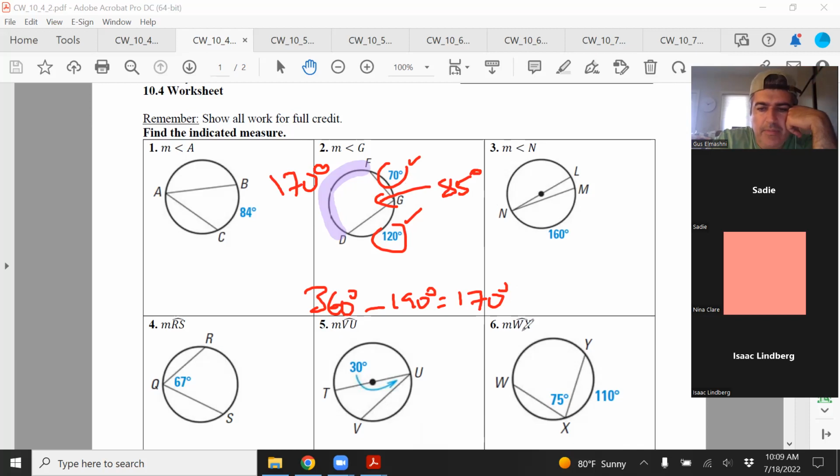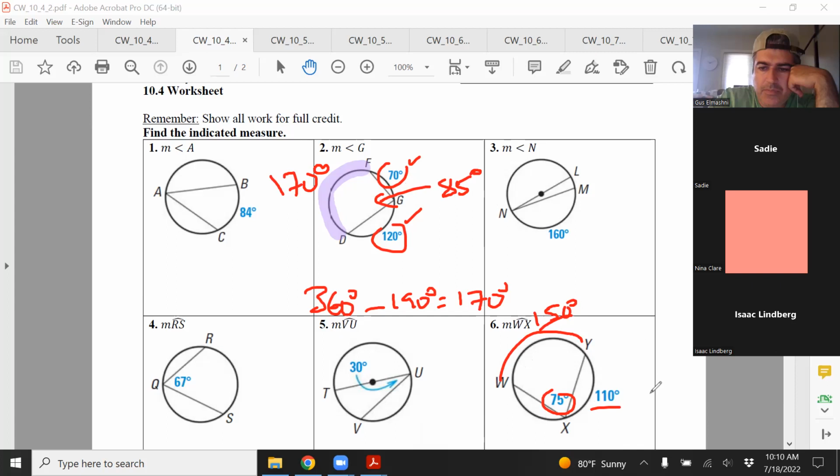And then for this one, that right there is going to be 150 because that's double 75. So if you have 150 and 110, you got 260. Oh, shoot. Did I make an error? Darn. Did you get 100 for WX? Should be 100, not 80. My bad.